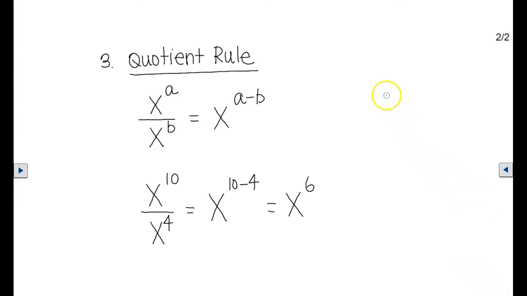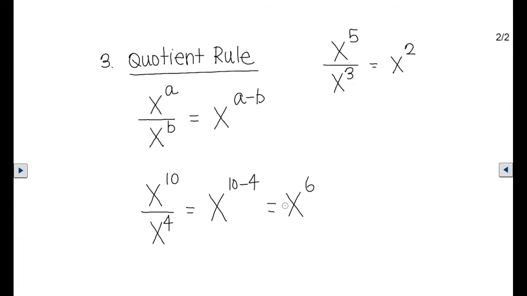Let me again, just to be on the safe side, show you why this works. And let me do that with a problem that's a little simpler. Let me do this with x to the 5th power divided by x to the 3rd power. According to this quotient rule, I should be able to subtract my exponents and get x squared as my answer for that. 5 minus 3 would give me a 2.